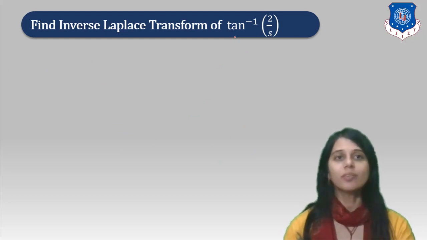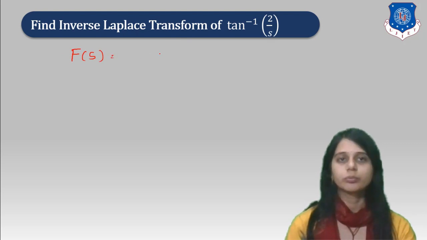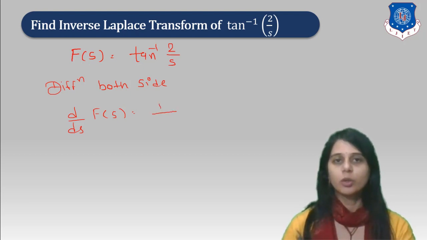Taking the next example, find the Laplace inverse of tan inverse 2 by s. We take F of s equal to tan inverse 2 by s. Taking differentiation on both sides, d by ds of F of s equals 1 upon 1 plus 4 by s square, into minus 2 by s square.